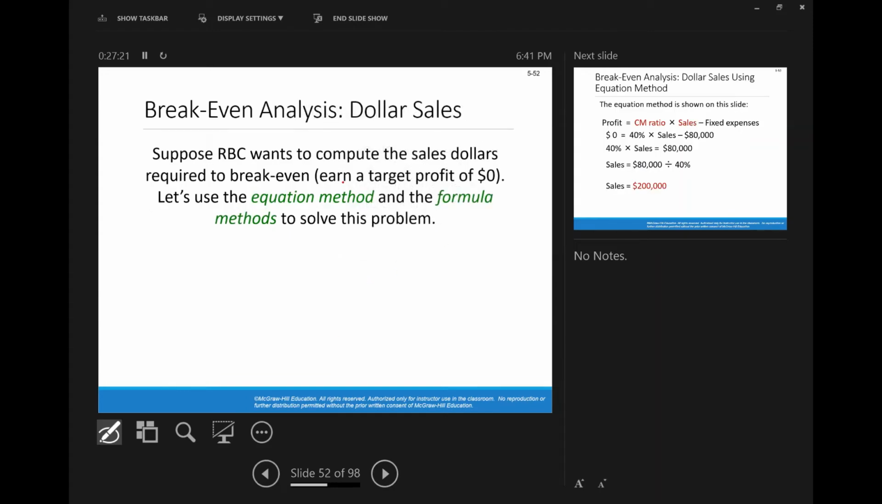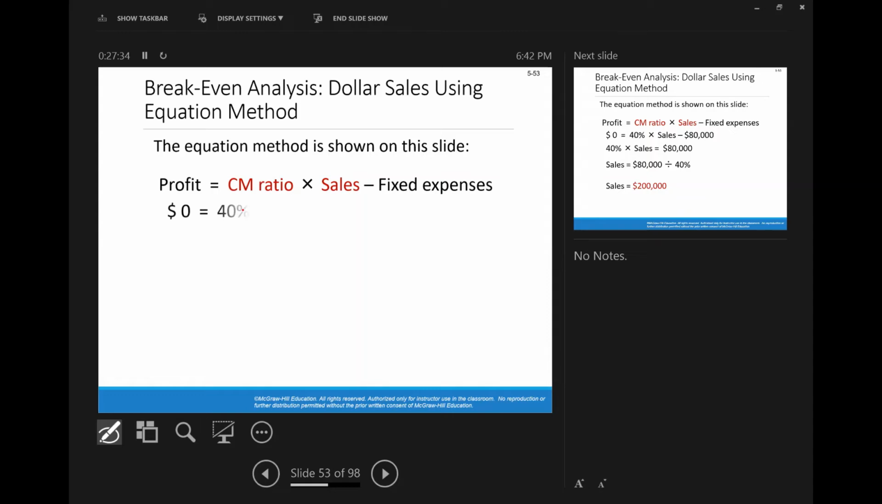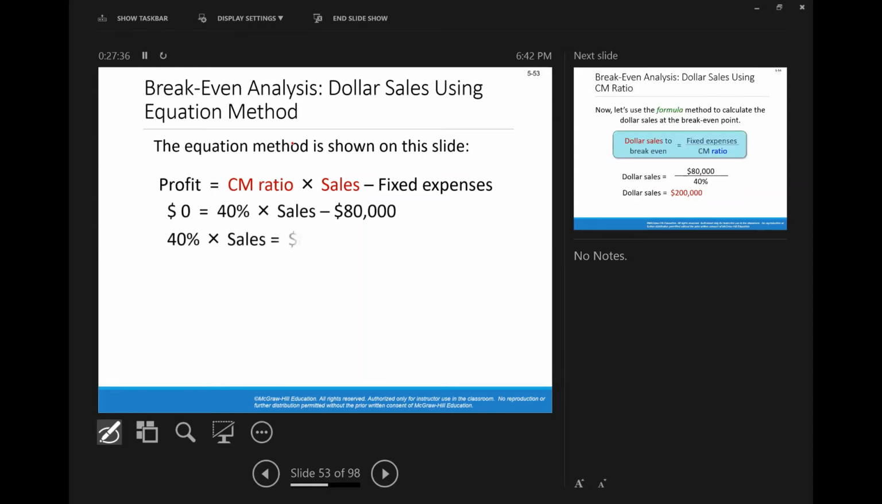Okay, suppose RBC wants to compute the sales dollars required to break even. We're going to use the equation method and the formula method to solve, so we'll do it both ways. So there's that contribution margin ratio. If they don't give you the ratio, you have to remember the formula to solve that. Profit equals the contribution margin ratio times the sales minus fixed expenses. Remember the profit is 0. We have 40% times the sales minus the 80,000.